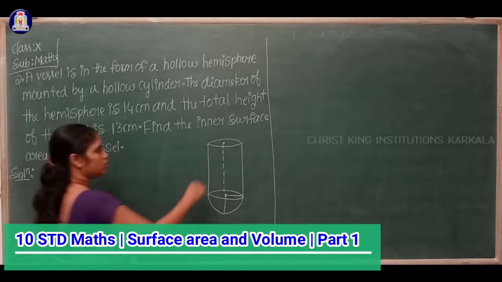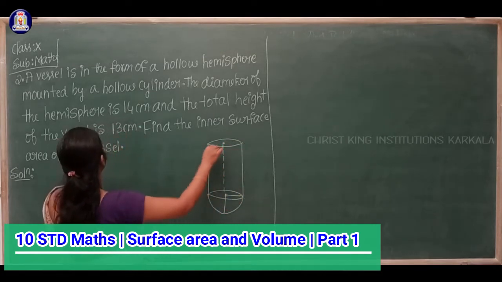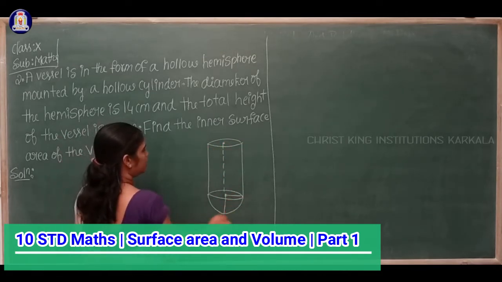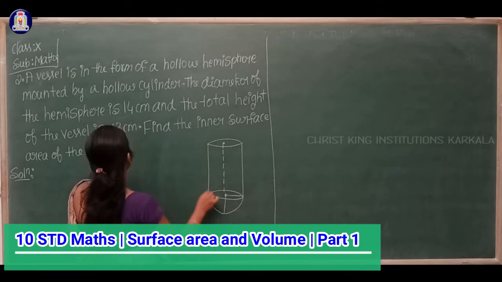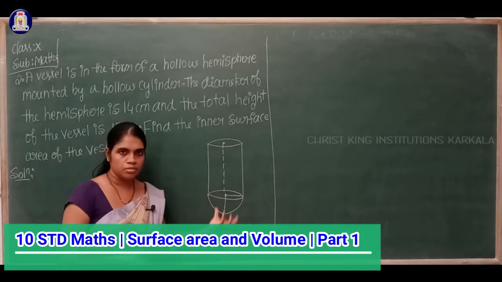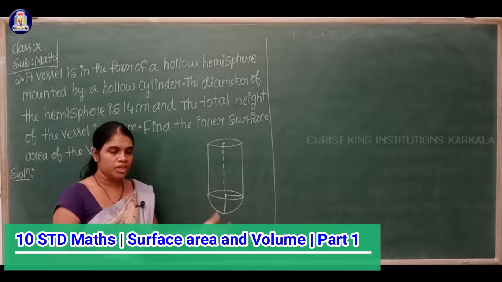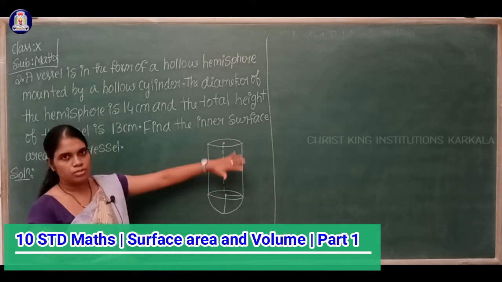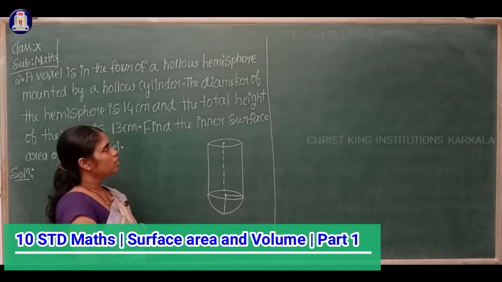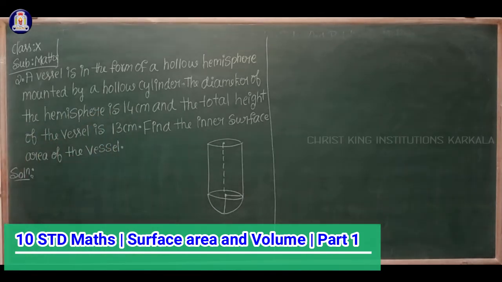So here, this is your cylinder, or you can say first this is your hemisphere. A hemisphere is mounted by a hollow cylinder, which means on the hemisphere one cylinder is placed. Here also the diameter of the hemisphere is given. What is the symbol for diameter? Diameter is D.